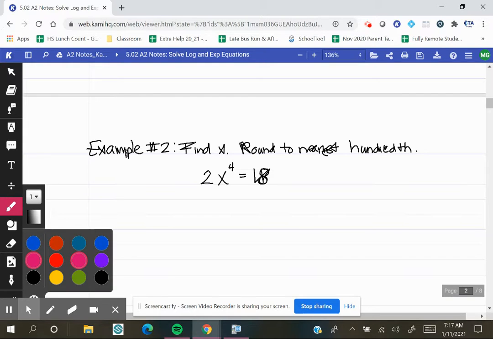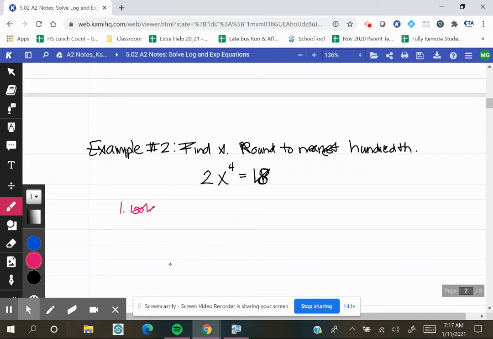We're going to start by isolating. So number 1, isolate. So I want to get the base with its exponent alone. So I need to get this x to the 4th by itself, which means I'm going to divide both sides by 2. So I'll rewrite it here. 2x to the 4th equals 18. Divide both sides by 2, getting my x to the 4th by itself.